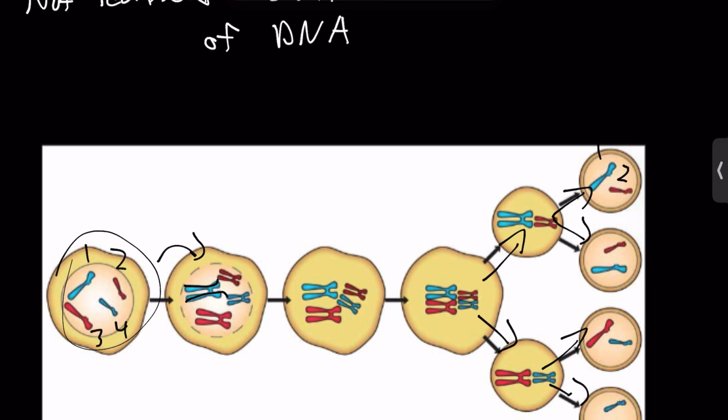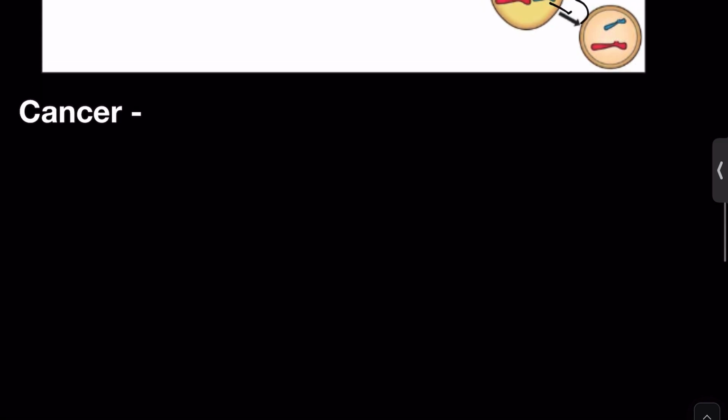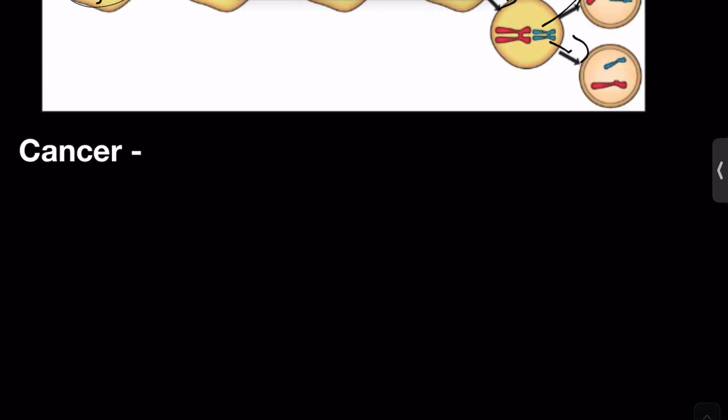And this is why you get unique offspring and genetic variation in sexually reproducing organisms, because these merge and they're all unique with different sets of DNA. Okay, so now the final thing in this lesson is looking at cancer. And what is cancer? Cancer is the rapid and uncontrolled cell division that forms into a tumor.